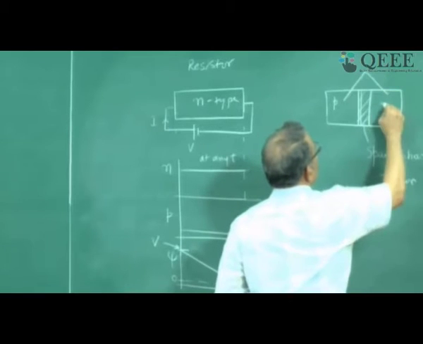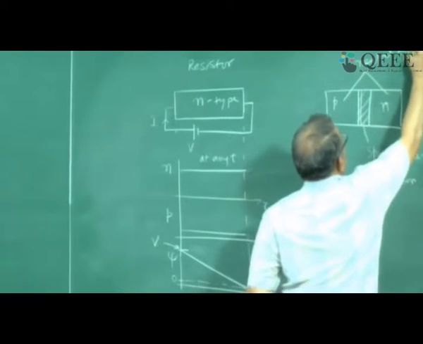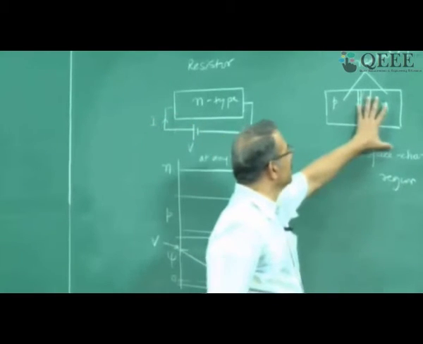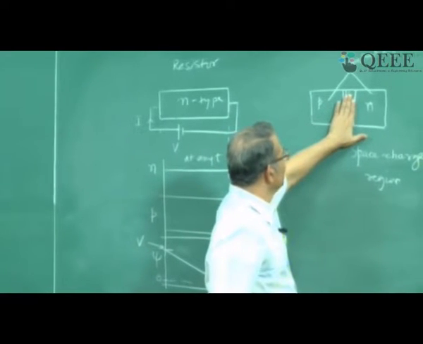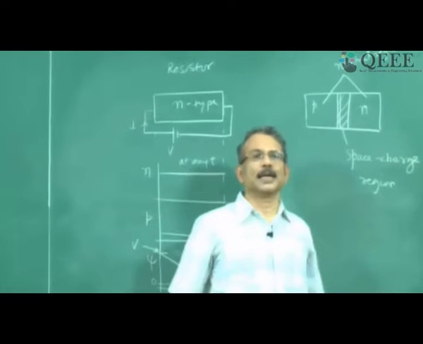And these two are neutral regions. So what we are saying is, if you want to understand a p-n junction, you separate and try to understand the space charge and these two neutral regions. Then you try to combine the understanding.